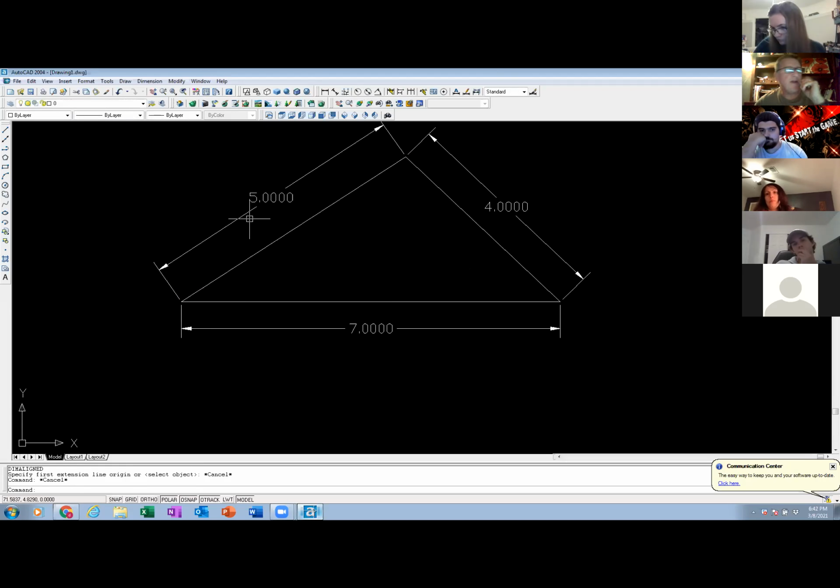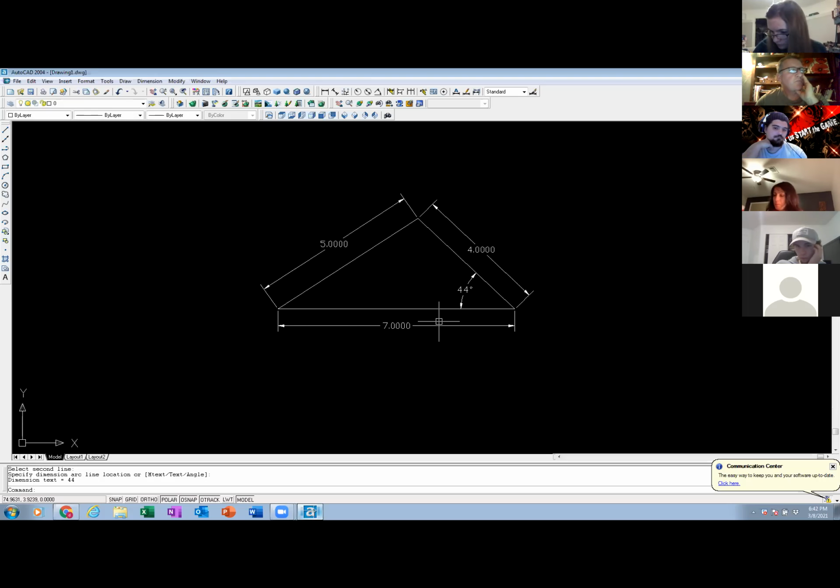Cool. And we found the angle across from 5, right? So notice it's rounded to a whole number. I can control that in AutoCAD. I can get it to tell me to 1 decimal place or 2 decimal places. 44.4 rounds to 44. So notice I don't have to do this. I can draw things in AutoCAD and I can cheat and get the answers to these kinds of problems. So that's kind of cool.